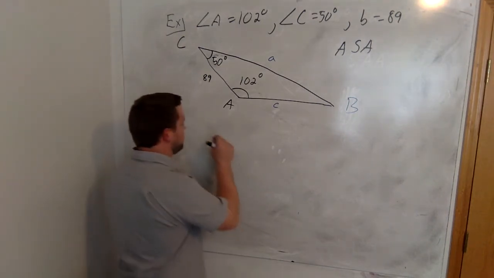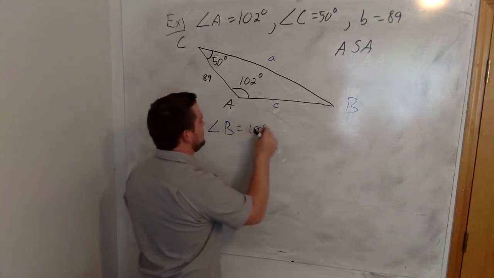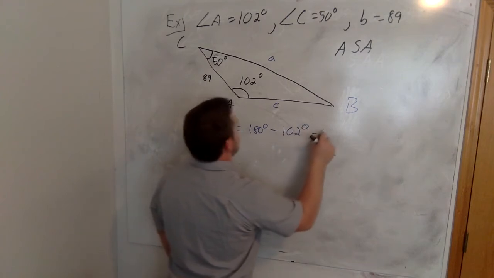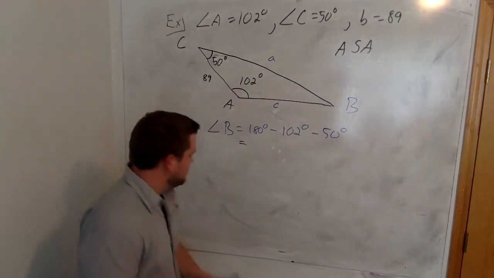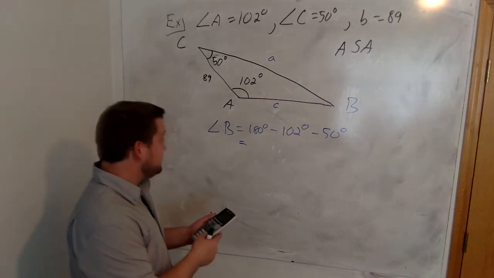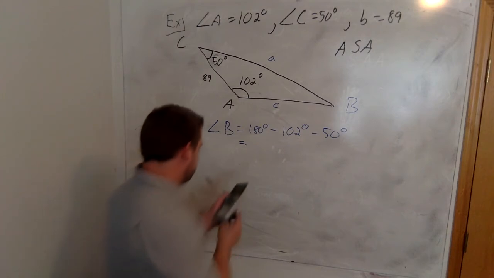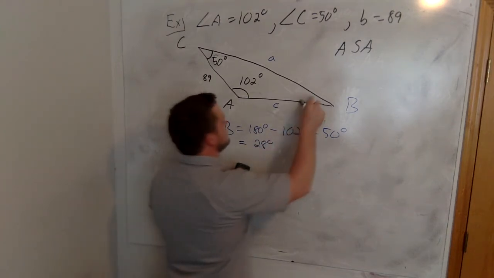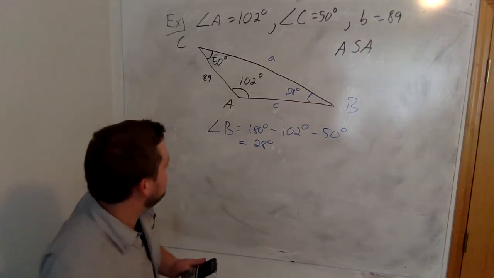So let's first find angle B. Angle B is going to be 180 degrees minus 102 degrees minus 50 degrees. So let's see what this will be. This will be 180 minus 102 minus 50. So I'm getting that angle B is 28 degrees. Sweet. Okay, so we know one of the angles.